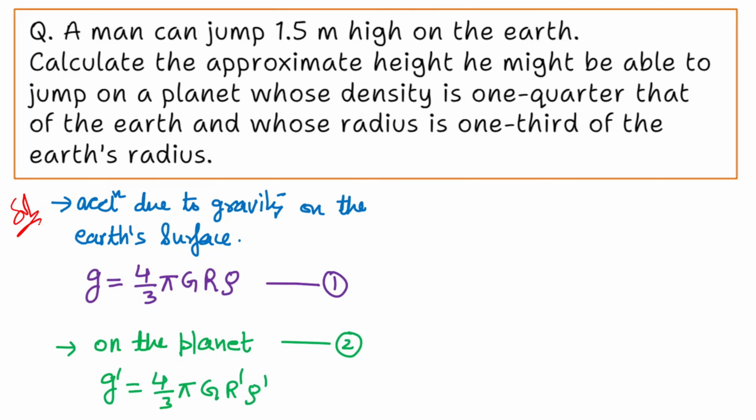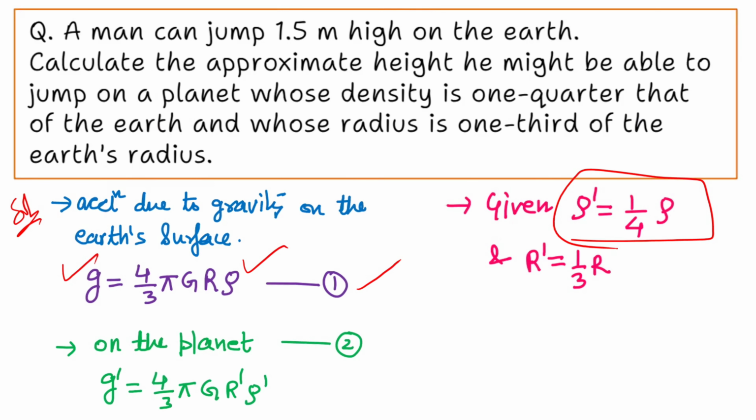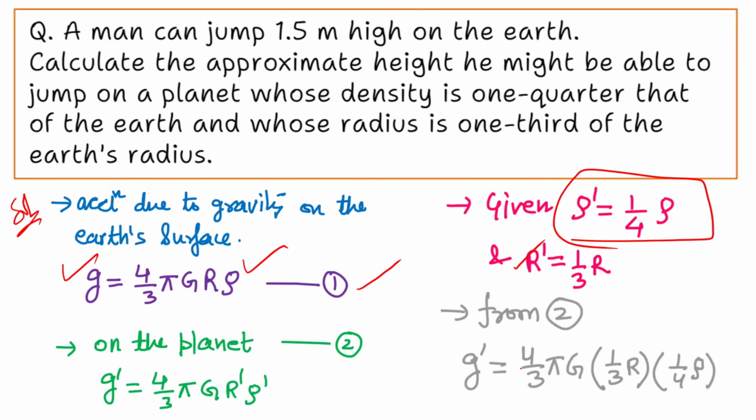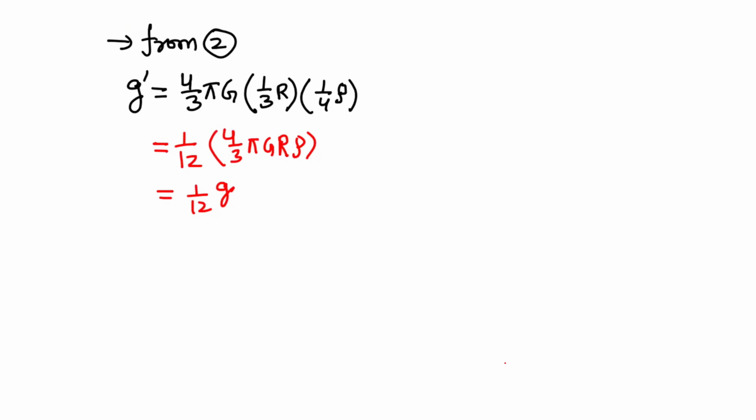The acceleration due to gravity on the Earth's surface, this g is equal to 4 by 3 pi G R rho. Okay, equation 1. On the planet, it would be g dash equal to 4 by 3 pi G R dash rho dash. So given in the question is rho dash is equal to 1/4 of rho, and R dash is given as 1/3 of R. So from equation 2, we can say g dash is equal to 4 by 3 pi G into 1 upon 3R into 1 upon 4 rho. So from equation 2 further, we can say g dash is equal to 1 by 12 of 4 by 3 pi G R rho. It means that g dash is equal to 1/12 of g.